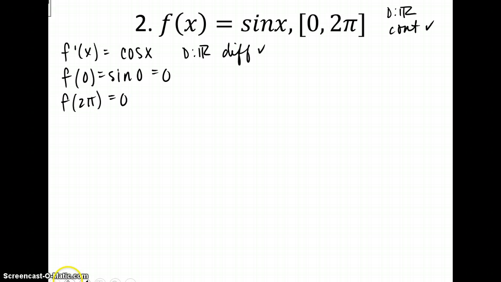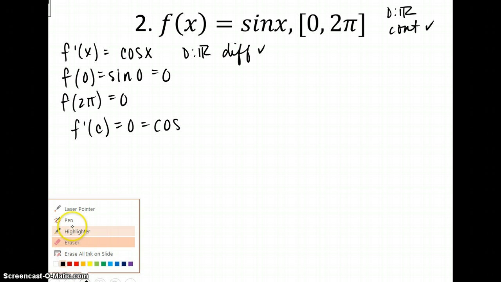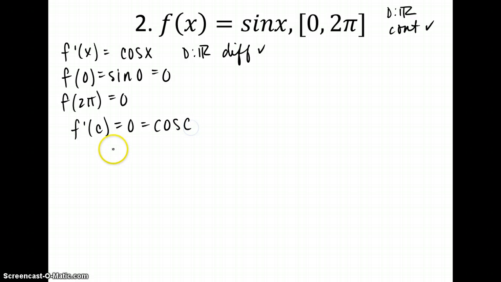So now we set the derivative, and I'll use c here, equal to 0. Between 0 and 2 pi, the cosine is equal to 0 at pi over 2 and 3 pi over 2. And that's it. Those are your answers.